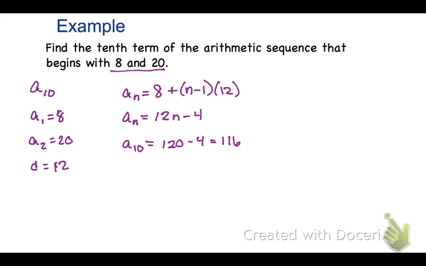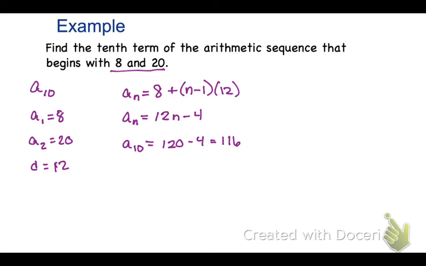Let's see, where did the n go? I wanted a sub 10, so what's my n? It's a sub n, and we want a sub 10, so what's n? 10. So in here, 10 times 12 is 120. Did you get 116? Did you get 12n minus 4? Yes. Okay.